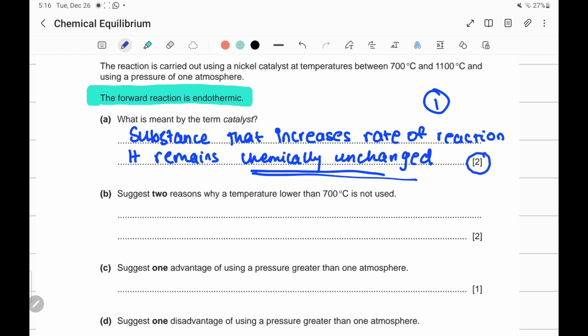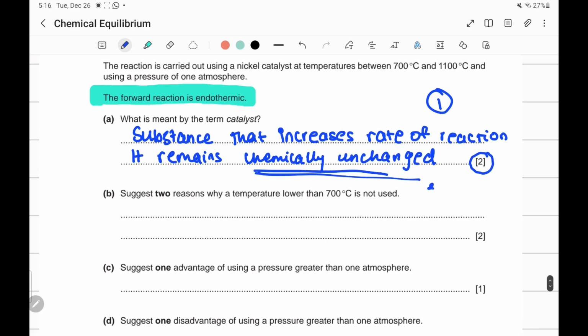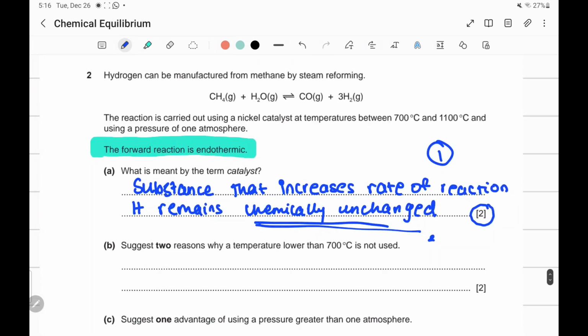Now, just 2 reasons why temperature lower than 700 degrees is not used. You need 2 reasons. So first of all, let's look into the reason that we only recently learned, and it's that the forward reaction is endothermic. And what you are doing is that you are lowering the temperature. Lower temperature favors the exothermic reaction, which means that your equilibrium will shift to the left. And when that happens, your yield is decreasing. The product amount is decreasing because equilibrium is shifting to the left side.